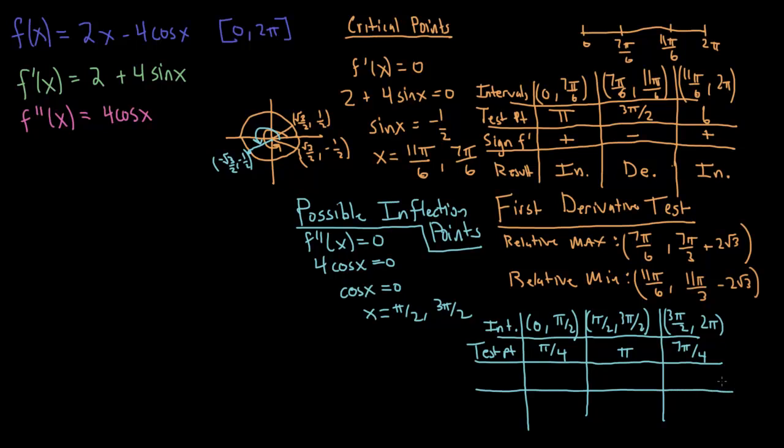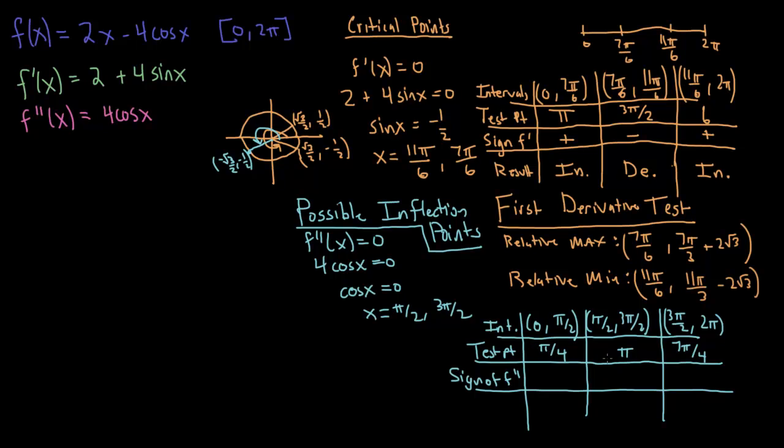I should say, on these trig functions, I pick nice test points that I can use the unit circle for. It doesn't matter. You can pick any number here. Like, you could pick, okay, what's the approximation of pi over 2? Pi over 2 is approximately 1.57. So you could pick a test point of 1 and use your calculator to evaluate f double prime at 1. It doesn't matter if you pick nice points here.